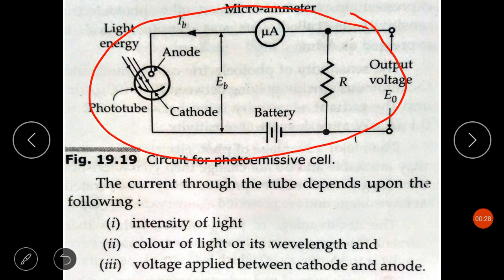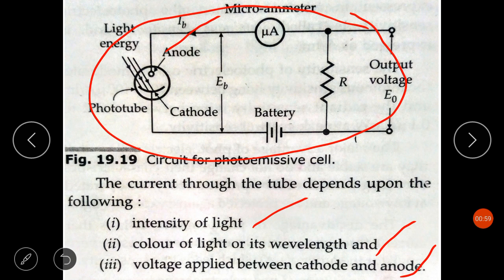How will this circuit be used? As I have told you in my last lecture also, the photoelectric current depends on the intensity of light, or the luminous intensity of light, the color or wavelength of light, and the voltage applied between cathode and anode. Now if I make any two of these factors constant, then luminous intensity will depend on the third factor completely.